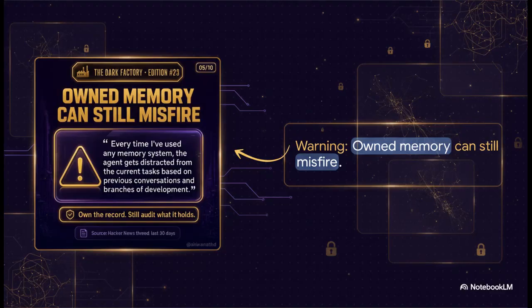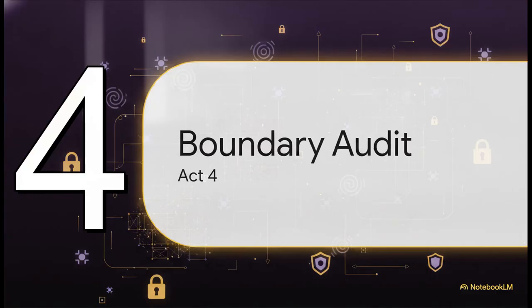But here's the immediate complication with that. Self-hosted memory that nobody curates can actually distract an agent and cause it to misfire just as easily as rented memory can. There's a recent Hacker News thread pointing exactly this out. Agents getting completely lost based on old, irrelevant context. So simply hoarding data on your own servers and saying, hey, we own it, that's not the fix. Ownership without curation is still a major liability. So, how do we fix it?